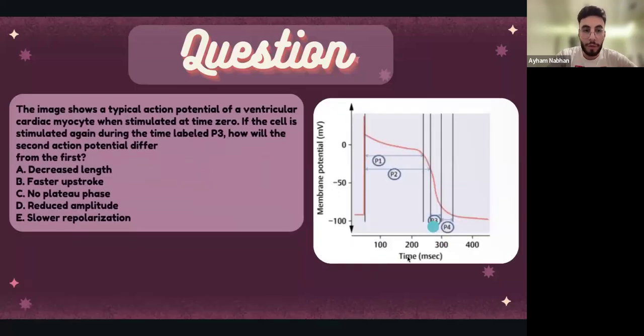Okay, last question. It's a special question. Whoever can answer it is honestly a legend. The image shows a typical action potential of a ventricular cardiac myocyte when stimulated at time 0, as you can see over here. If the cell is stimulated again during the phase labeled B3 over here, okay? How will the second action potential differ from the first? Come on, it should be a golden question. Any answers?